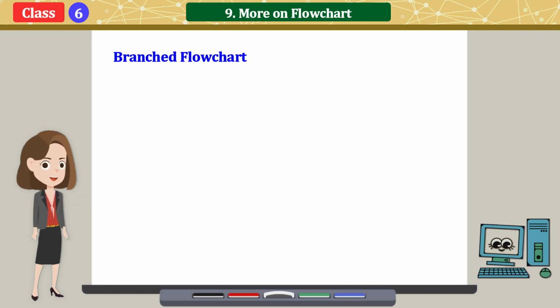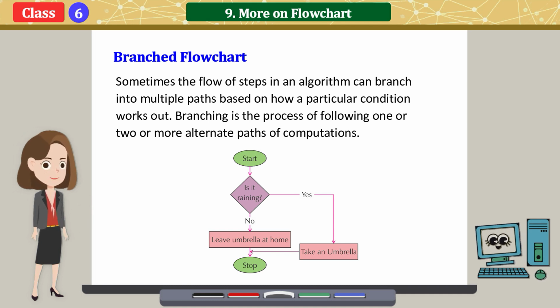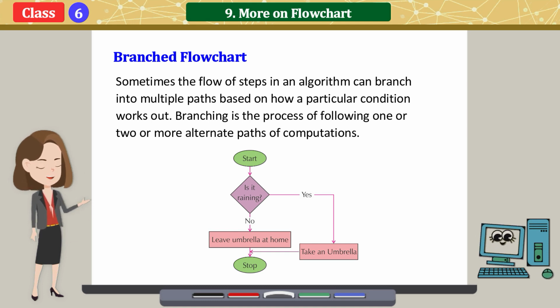Branched flowchart. Sometimes the flow of steps in an algorithm can branch into multiple paths based on how a particular condition works out. Branching is the process of following one or two or more alternate paths of computations.